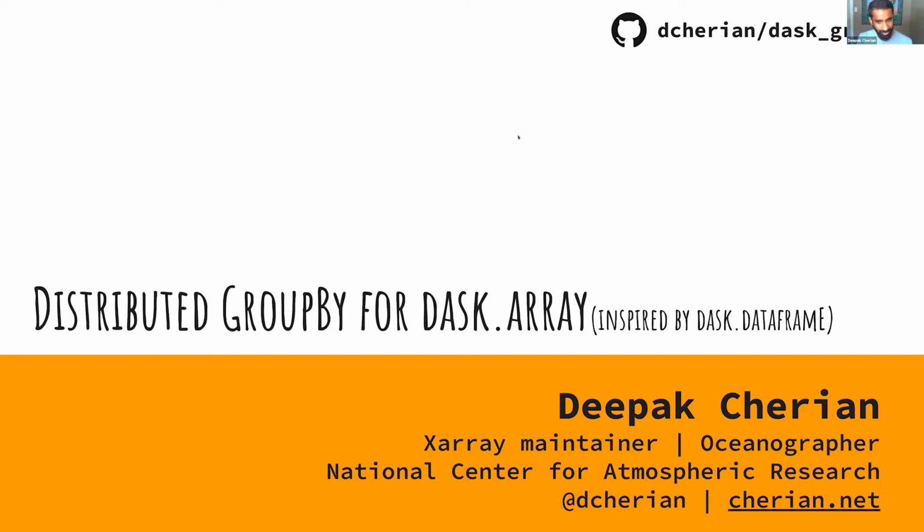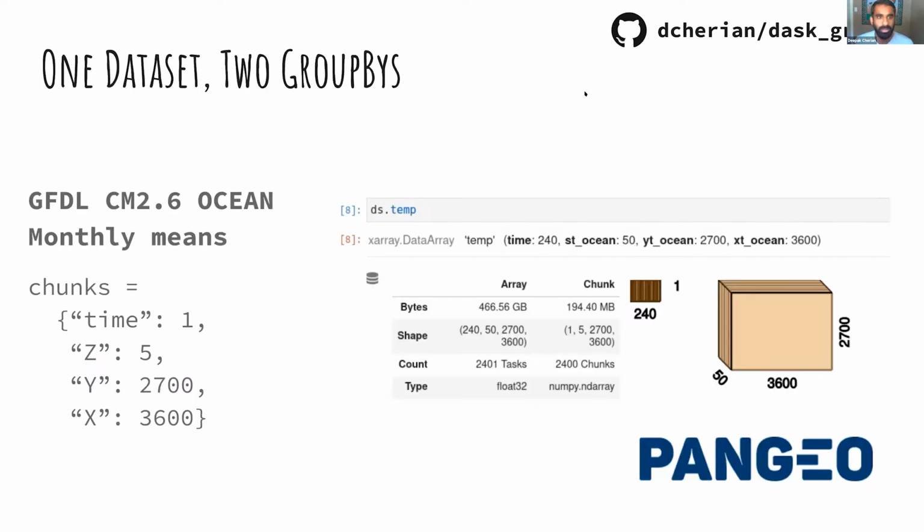There's code and a package associated with this talk. So the repo is up here. So you should all go try it out. And so, as a high level motivation, let's think about this data set. It's output from a climate model, the GFDL CM2.6, and it's ocean output. This is available on the Pangeo cloud. So that was great. It was very easy to log in and just try things.